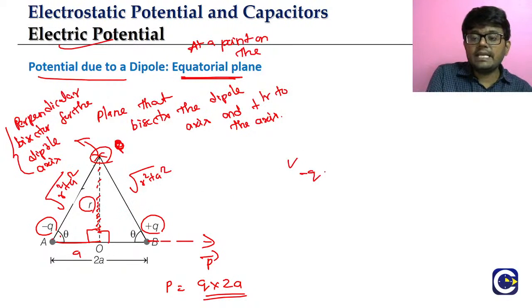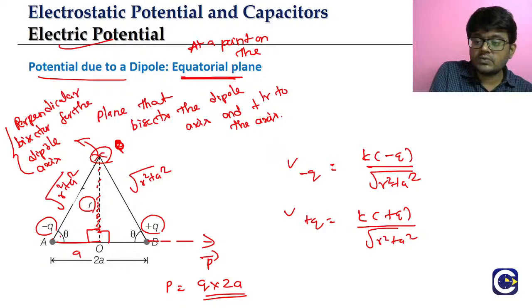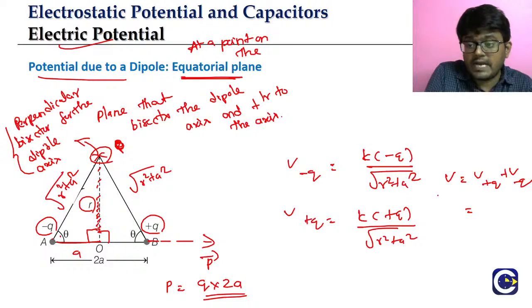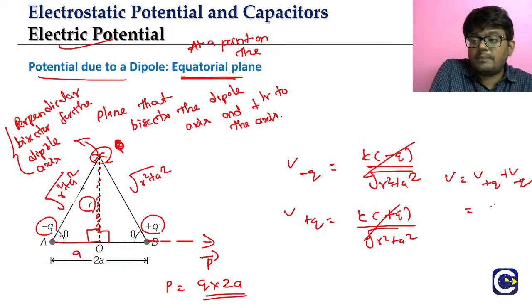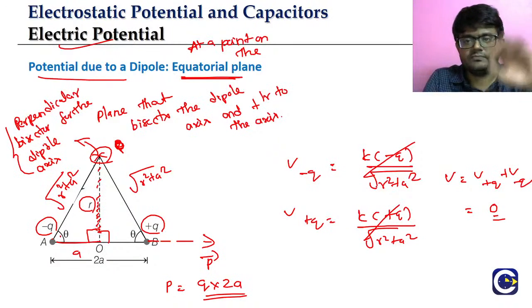What is the potential due to the negative charge? K into minus q by root of a squared plus r squared. What is the potential due to the positive charge? K into plus q by the same distance, root of r squared plus a squared. What is the total potential? Potential is a scalar, so we add them. These two are equal in magnitude: potential due to the negative charge is minus, and due to the positive charge is positive. Adding gives 0. Which means for a dipole, the potential at any point on the equatorial plane is 0. You take any point on the equatorial plane, the potential will be 0. Now I have a small question.